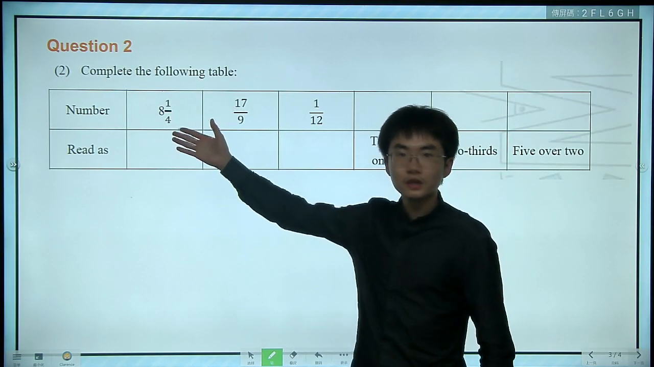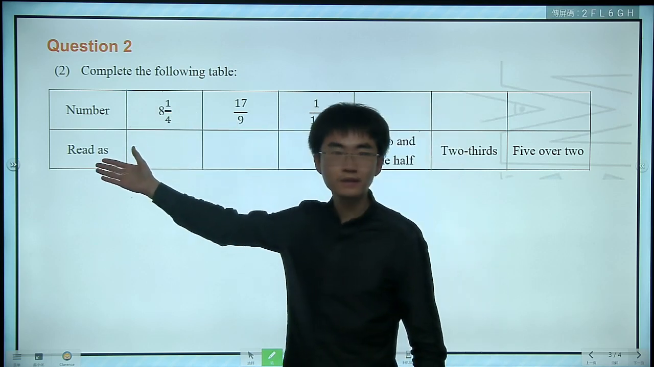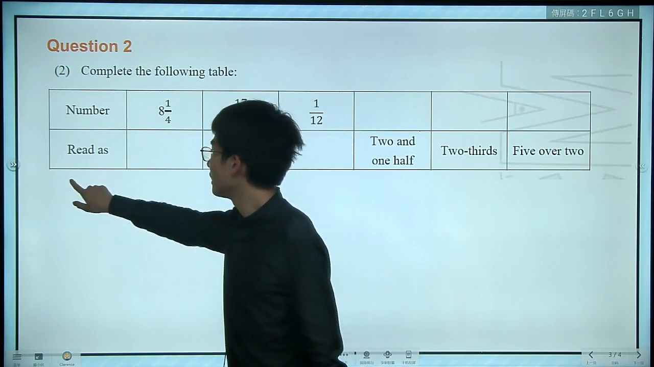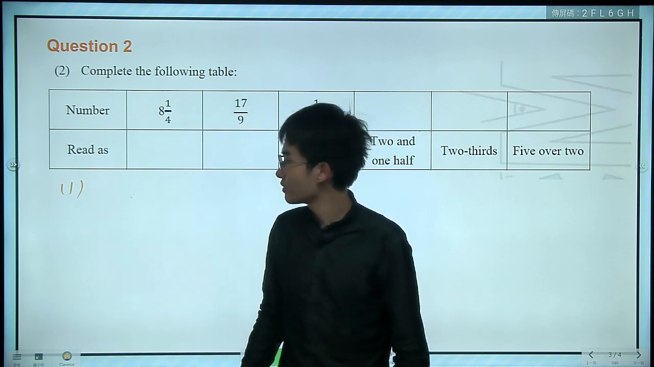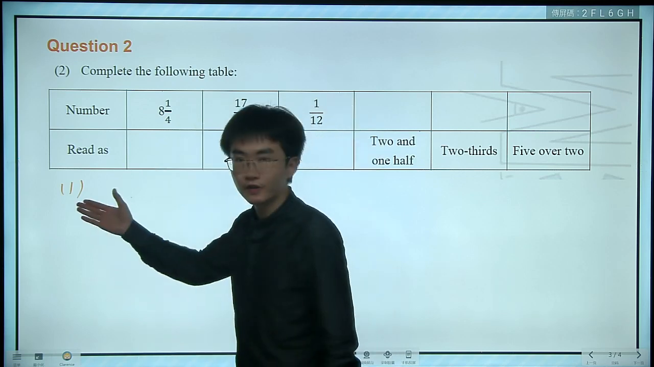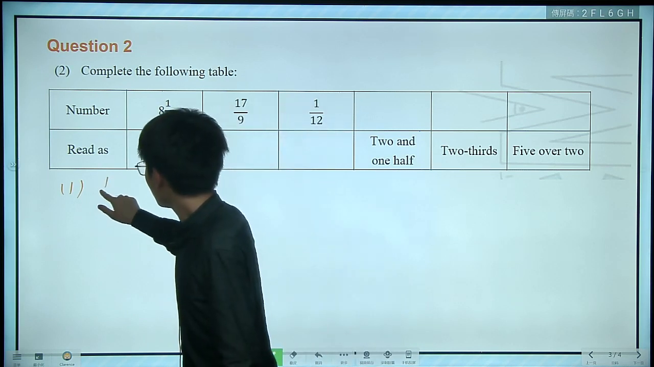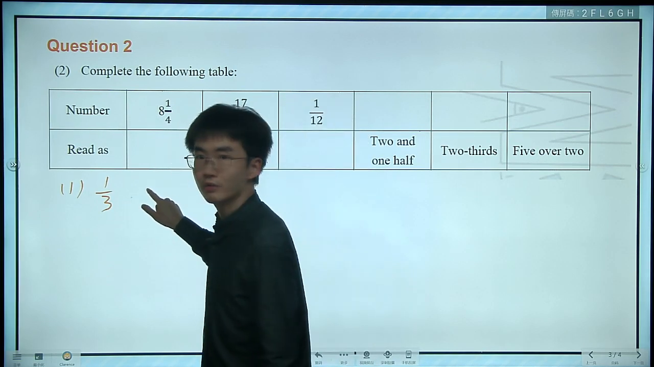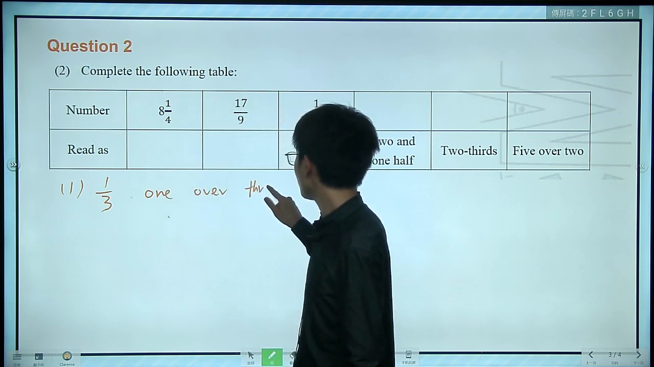So question 2, we have 3 numbers here, and we would like to know how to read them in English, okay? So before solving this question, I will remind you guys some important details about how to read it in English, okay? So the first one is, if I have a fraction like this, the most simple way to read it is like 1 over 3. It's like 1 over 3.